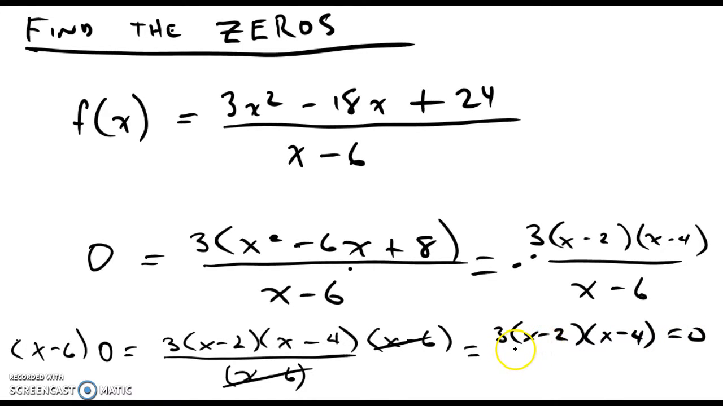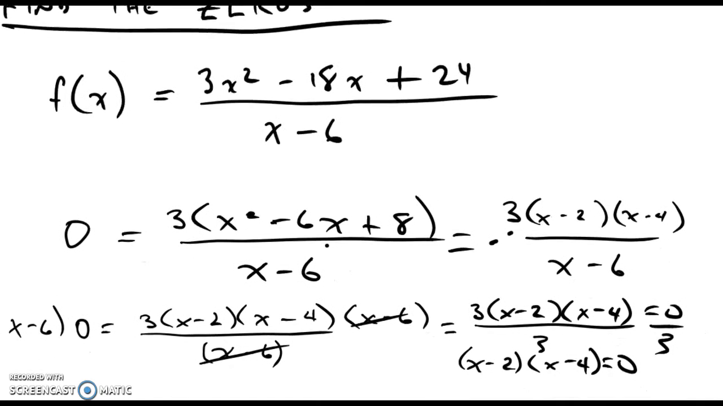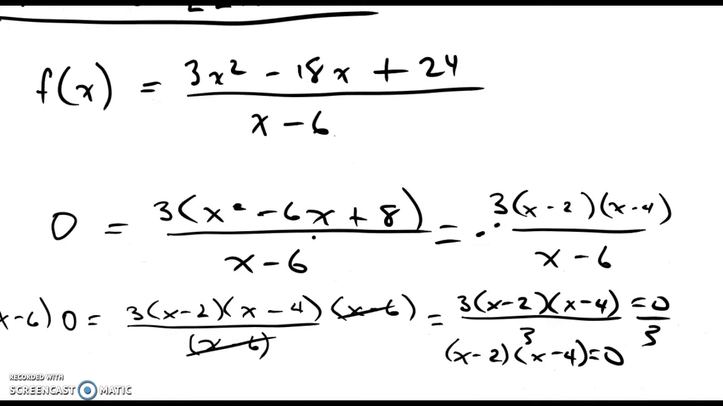Divide both sides by 3, and we're left with x minus 2, x minus 4 is equal to 0. And we would set both of these equal to 0, and we would find out that our zeros are at positive 2. Let me make this bigger. I'll just move it down. But we find out that x is equal to 2 and 4.